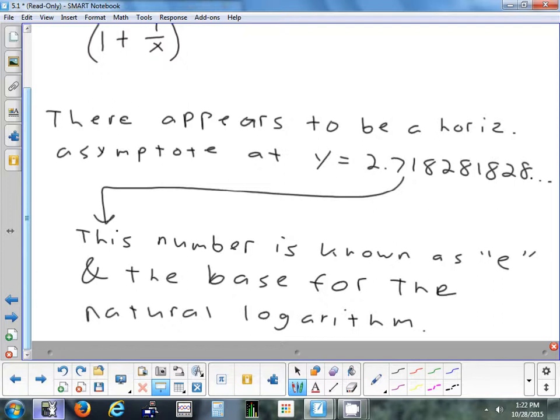So the number e is what we call the base of the natural logarithm. All right, so we're going to talk more about logarithms, and specifically natural logarithms, later on.